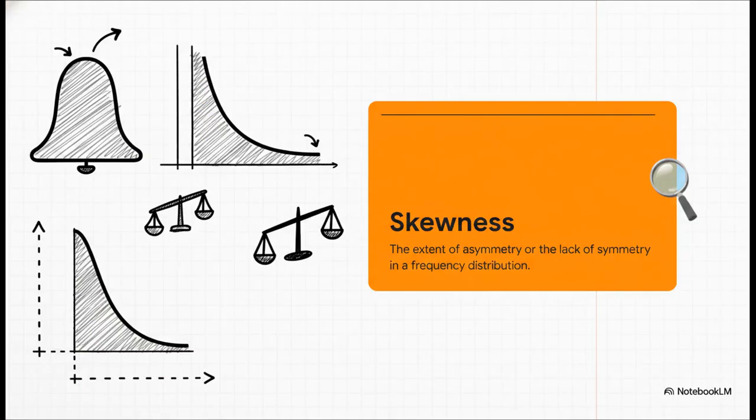Okay, let's dive into this. We all know that sheer panic of staring at a massive, messy data set during a test. But what exactly is skewness? Simply put, it's the extent of asymmetry, or the lack of symmetry, in how your data is distributed. Basically, if the left side doesn't perfectly mirror the right side, you've got a skewed distribution. It's all about that imbalance.